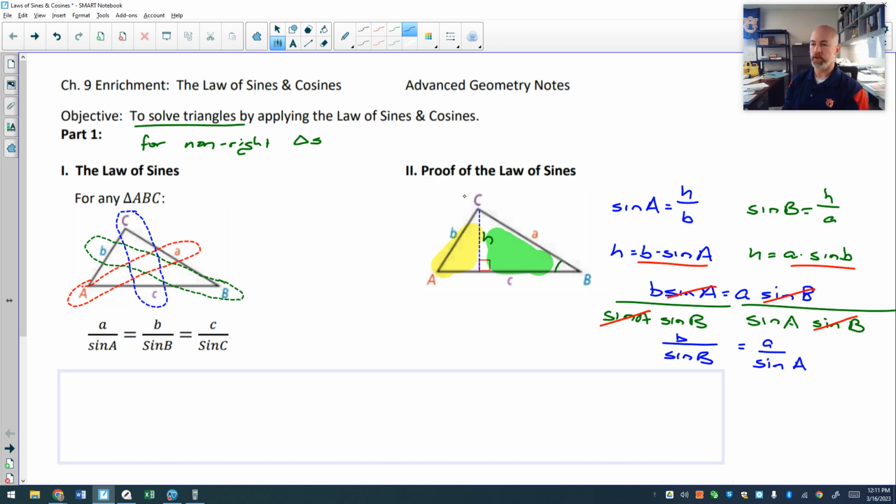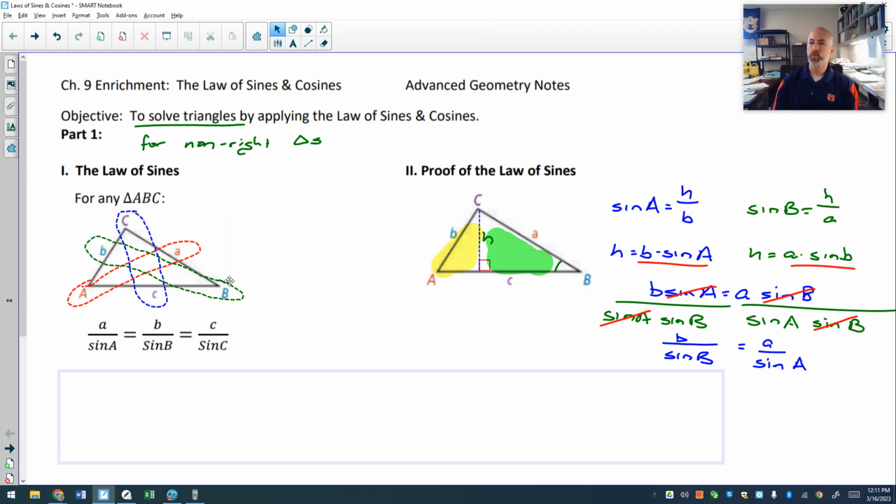And then to involve angle C, we would simply need, I say simply, but we would need to drop an altitude from A to the opposite side or from B to its opposite side and repeat the process to show that there's a similar relationship with angle C and side length c.